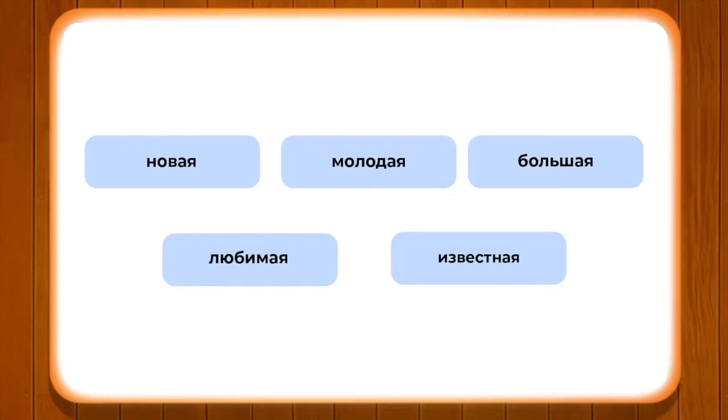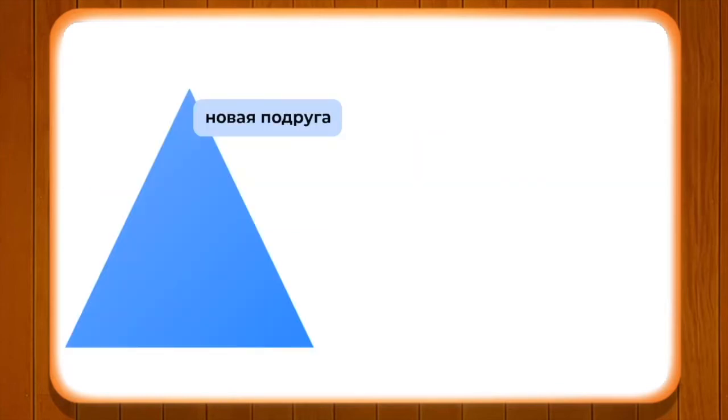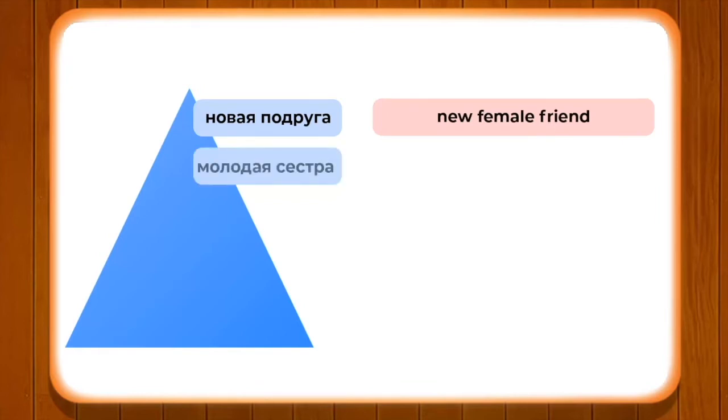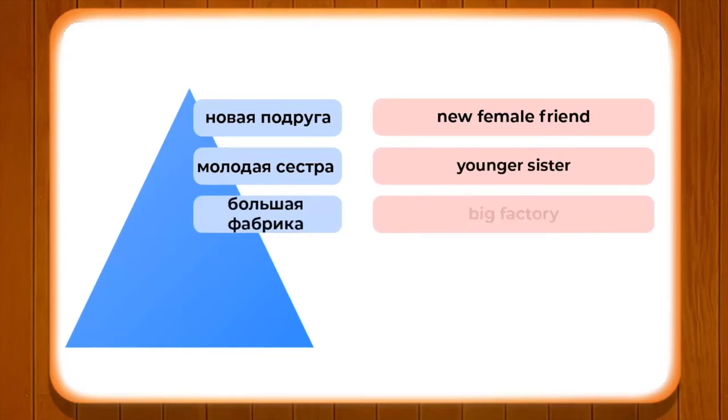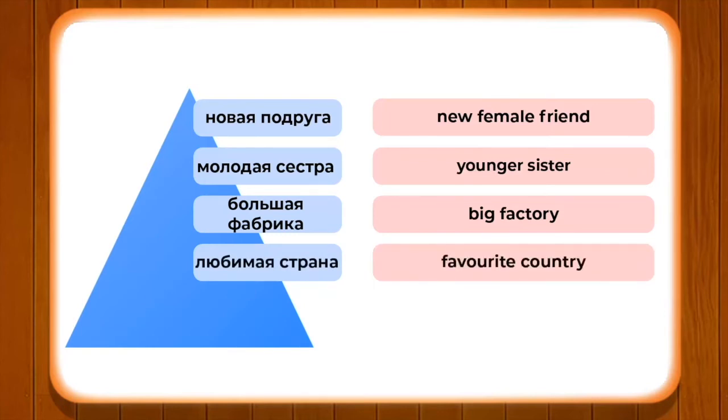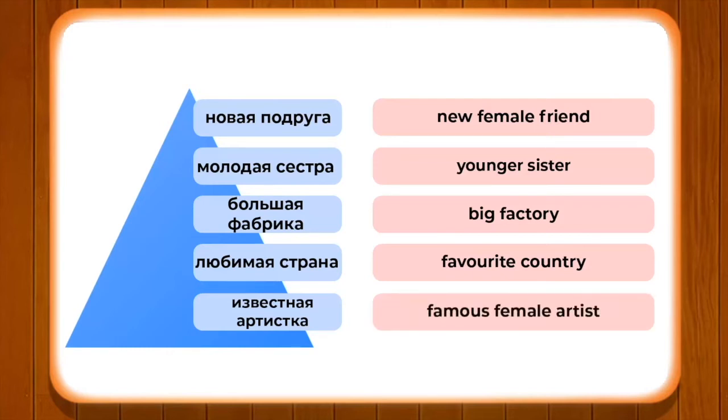Now, let us place some nouns. Новая подруга, new female friend, молодая сестра, younger sister, большая фабрика, big factory, любимая страна, favorite country, известная артистка, famous female artist.